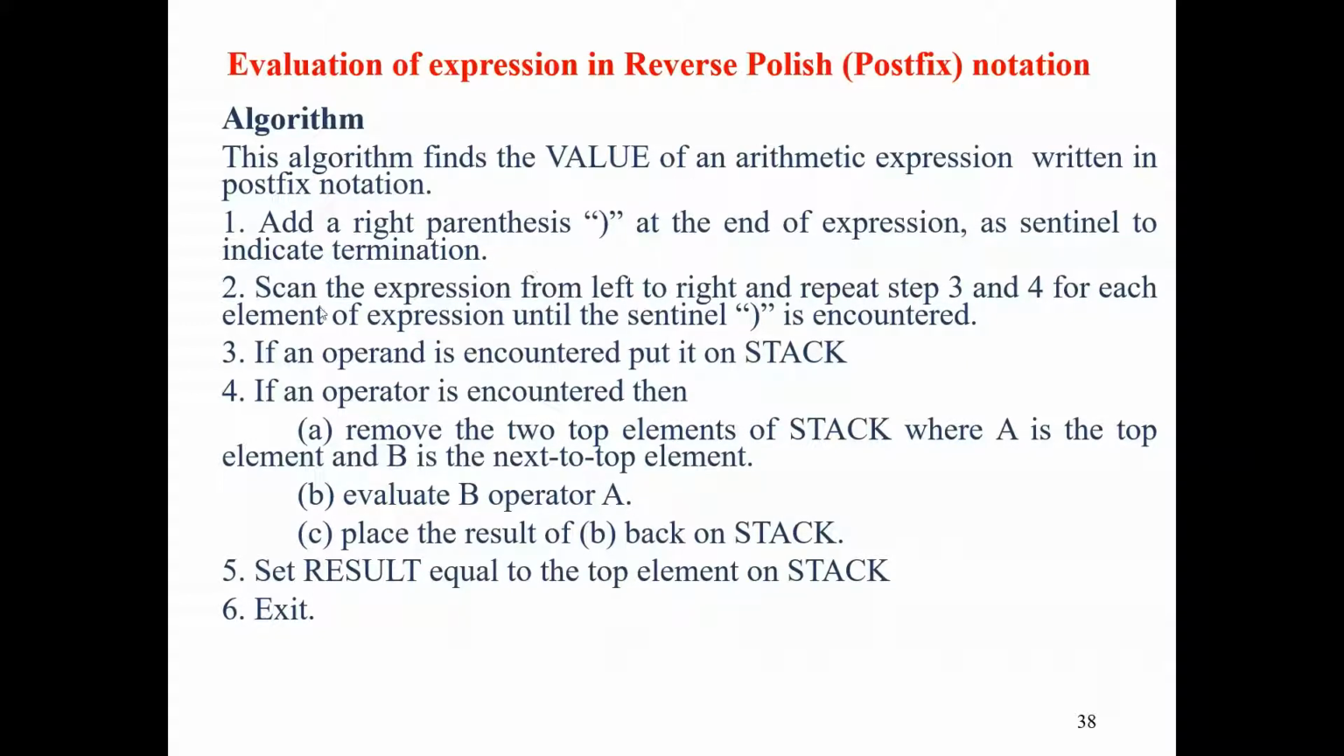Now, what is the next step? Scan the expression from left to right. The same step as in the previous conversion. We will be scanning the expression from left to right. Then repeat steps 3 and 4 for each element of the expression until the sentinel. Sentinel, we know that we have added a right parenthesis at the end of the expression. So until that, we will be scanning the expression for each element.